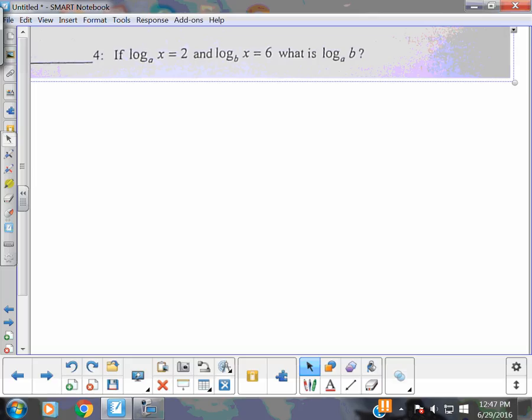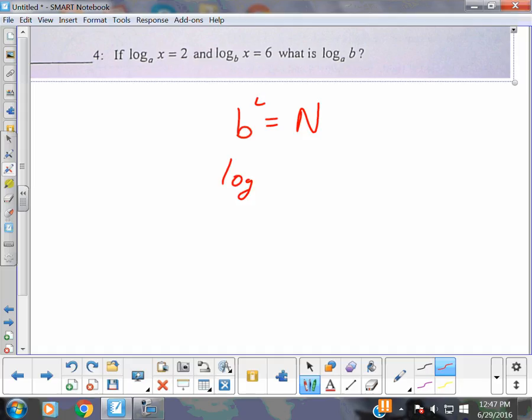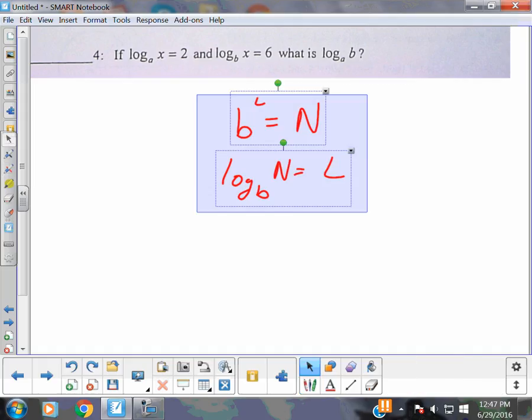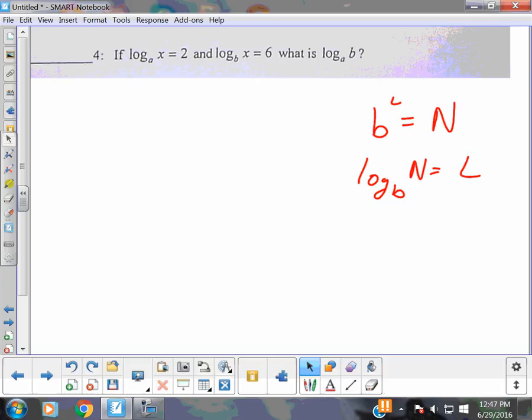If log base a of x equals 2 and log base b of x equals 6, what is log base a of b? All right. Let's start with that. You need some knowledge here: when you write a number to an exponent, you get the log of that base, and that number is equal to the exponent. Logs are a way to remove the exponent from the top into the base.